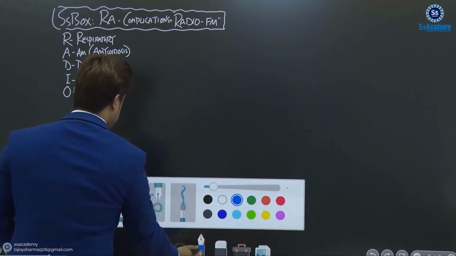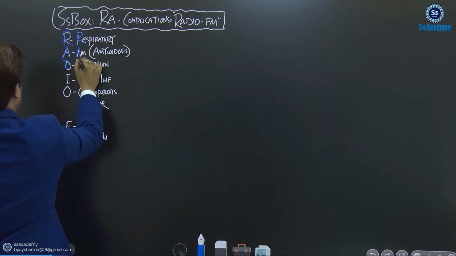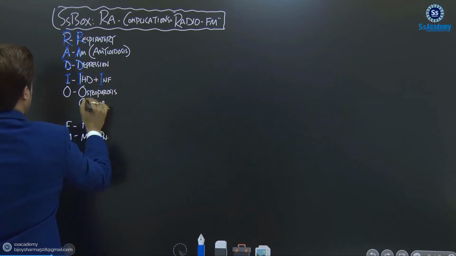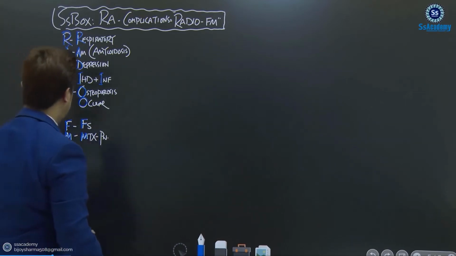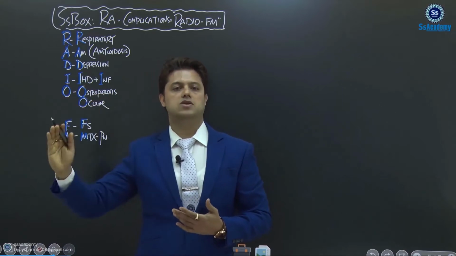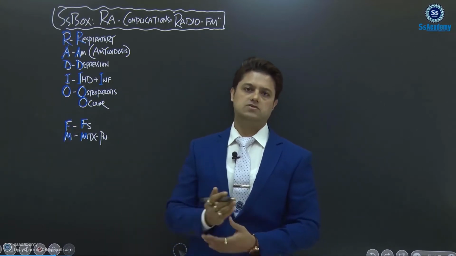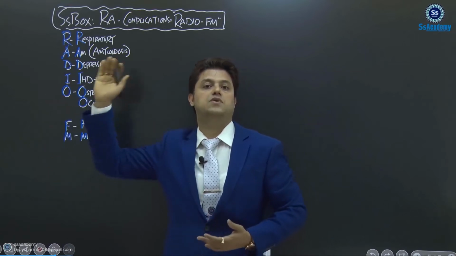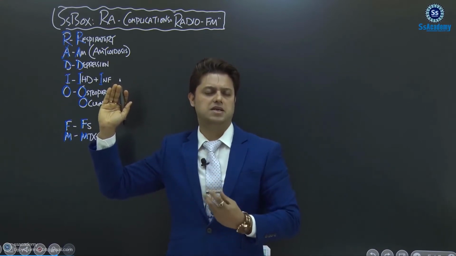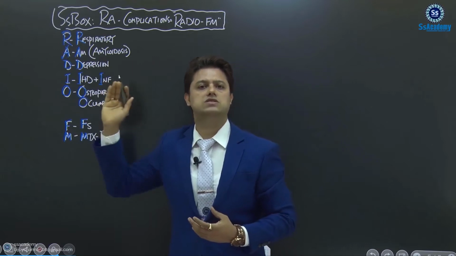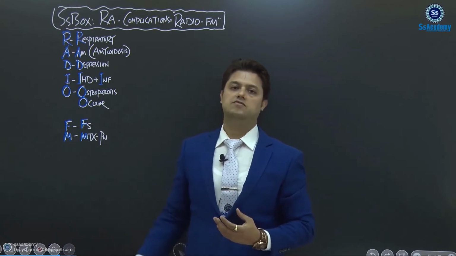If I'm just highlighting once again, go with me. R for respiratory, A for amyloidosis, D for depression, I for infection and IHD, O for osteoporosis and ocular, F for Felty's syndrome, and M for methotrexate pneumonitis. As I said, my dear, RADIO FM: for the R, remember respiratory complications. Say with me many times, that is what you need to do.